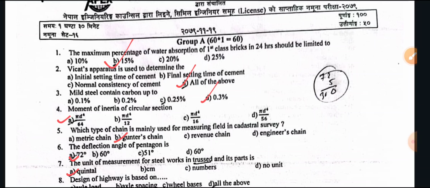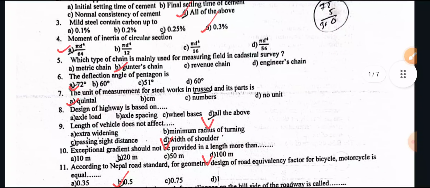Which type of chain is mainly used for measuring field in cadastral survey? Gunter's chain. The deflection angle of pentagon is 72 degree. Which type of chain is asked? So Gunter's chain is mainly used for measuring field in cadastral survey.